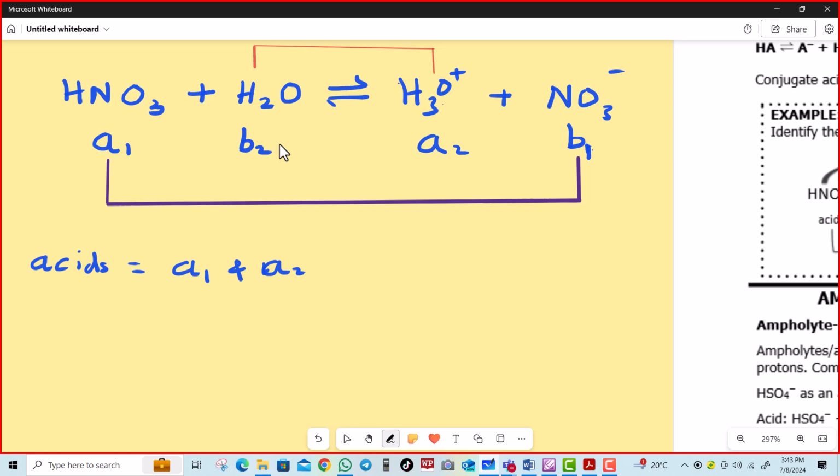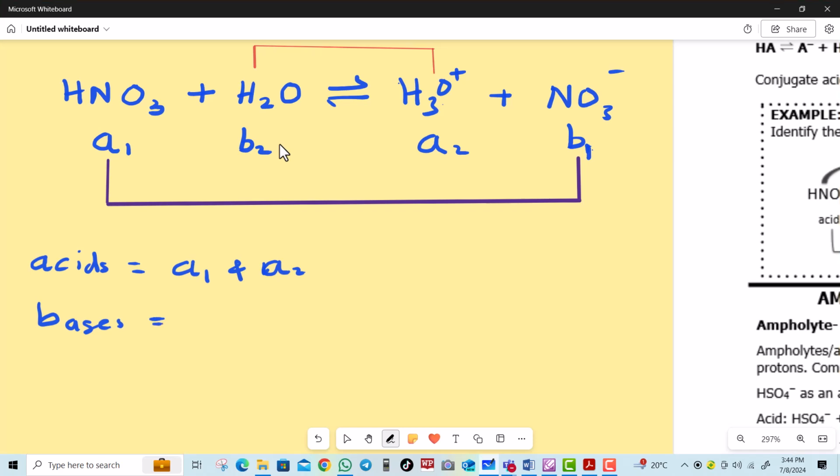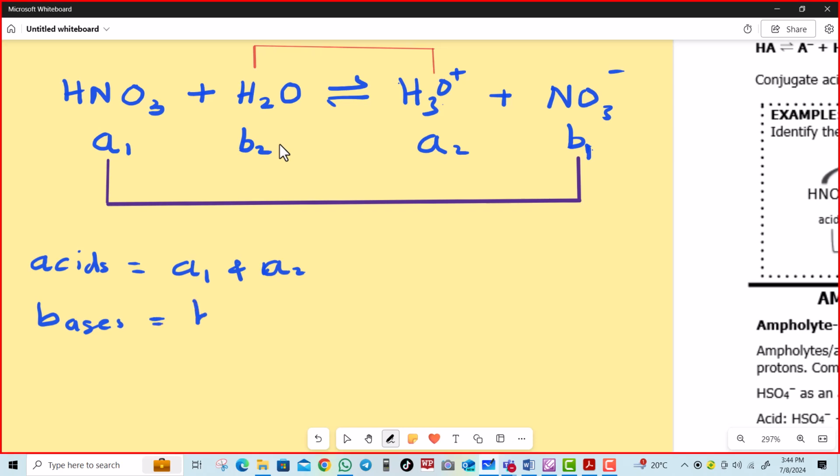But if the question says, write down all the bases, what's going to be the answer now? It's going to be B1 and B2. Are we together?